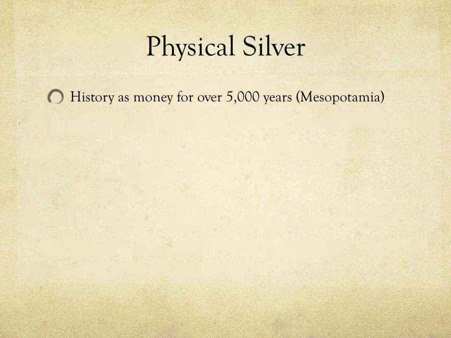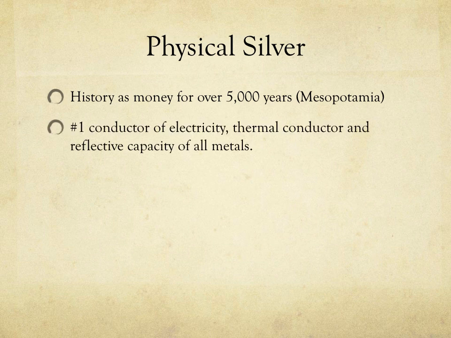So physical silver has a very long history as money. It's known as the people's money. It's been money for over 5,000 years. It is also congruent with the use as money. It is also the number one conductor of electricity, number one thermal conductor, and number one in reflective capacity of all the metals. It is an extremely important industrial metal.